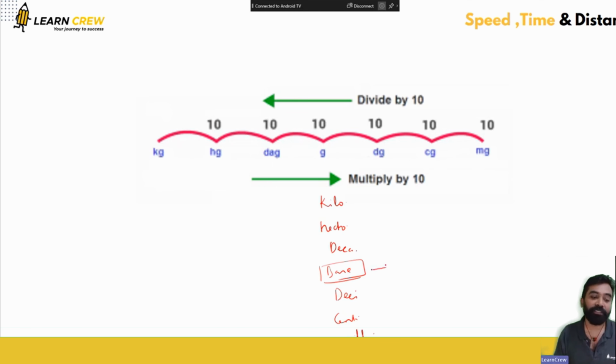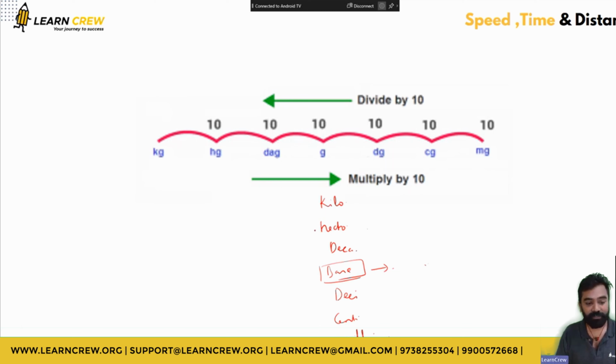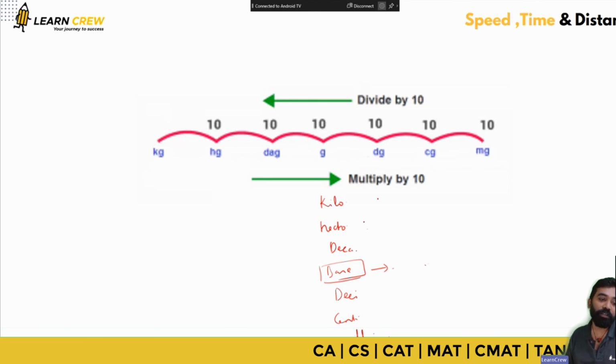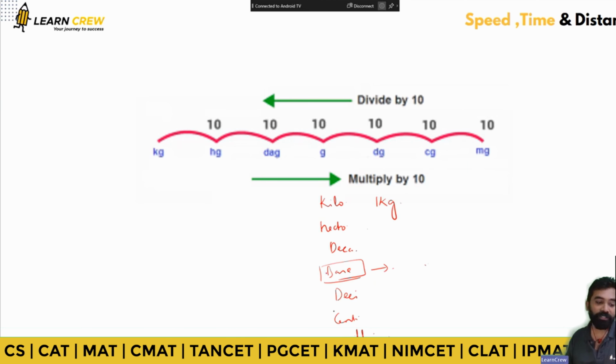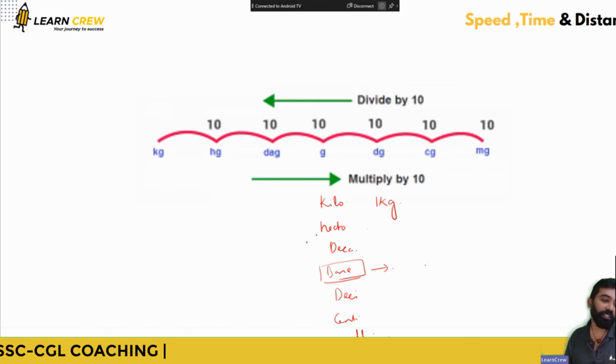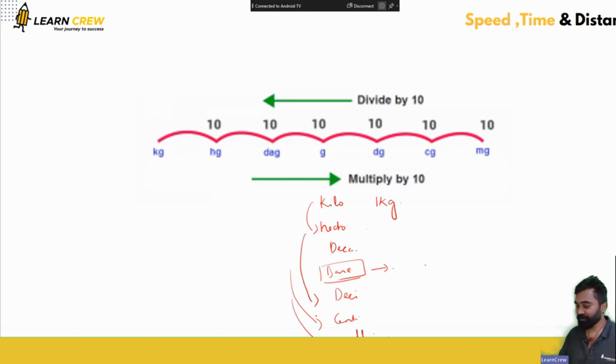Imagine the base is given as gram, then this is going to be kilogram, hectogram, decagram, decigram, centigram, milligram. Now, if it is given in meter, the entire thing is going to be kilometer, hectometer, decameter, decimeter, centimeter. From here, everything will start. Now, if they have given you 1 kilogram, how much is it in hectogram, decigram, centigram, milligram?